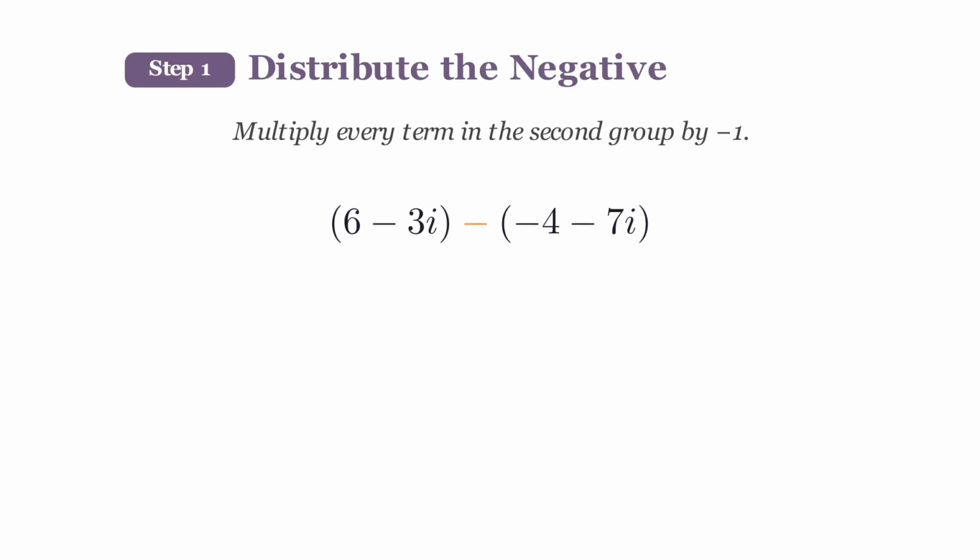We have a subtraction sign in front of the second group. That means we multiply every term inside the second parentheses by -1. -4 becomes +4. -7i becomes +7i. So our expression becomes 6 minus 3i plus 4 plus 7i.